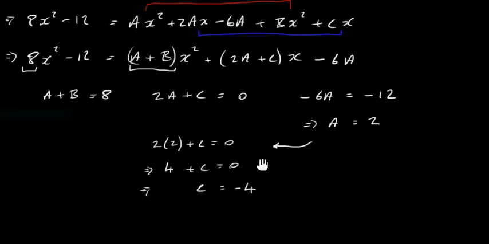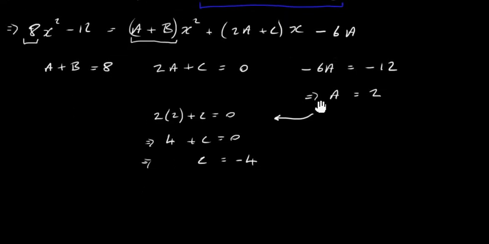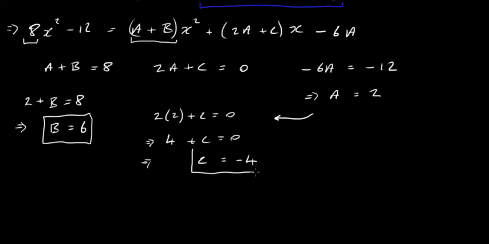Now I have a and I have c. All I've got to do now is just work out what b is. So I can see here, if I have a here, I can say a is 2, so I've got 2 plus b is equal to 8. So that gives me then b is equal to 6. So now I have b, I have c is equal to minus 4 here, and I have a is equal to 2.